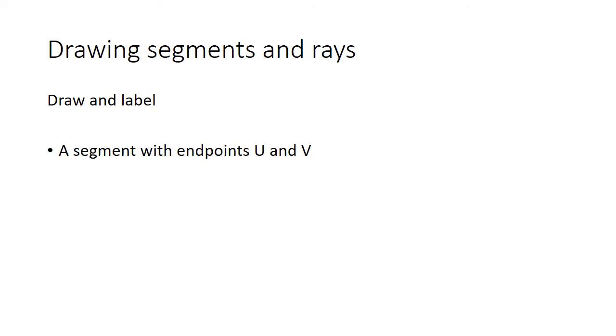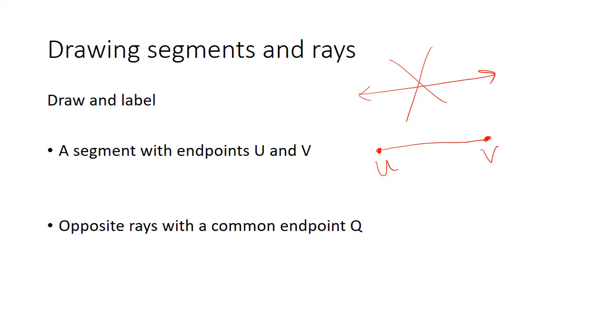So let's draw some segments and rays. We're going to draw and we're going to label. I want you to draw on your notes a segment that has endpoints U and V. It can look a lot of different ways, but you need to have an endpoint and then a line and then an endpoint, okay? And then label it U and V, all right? If you put arrows on the end, that's wrong because that is a line, not a segment. Let's draw opposite rays with a common endpoint of Q.